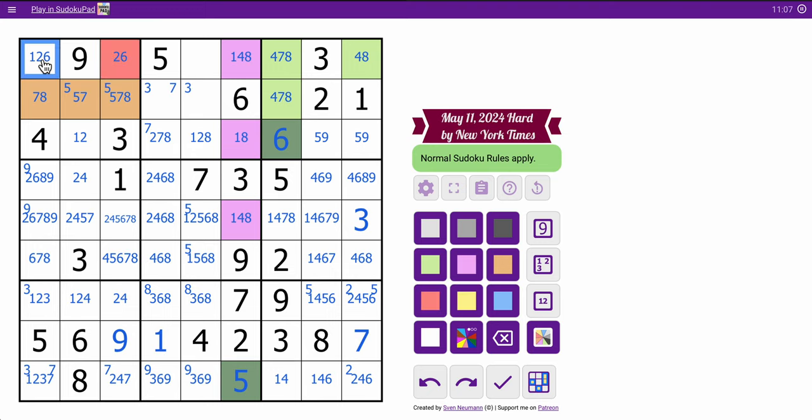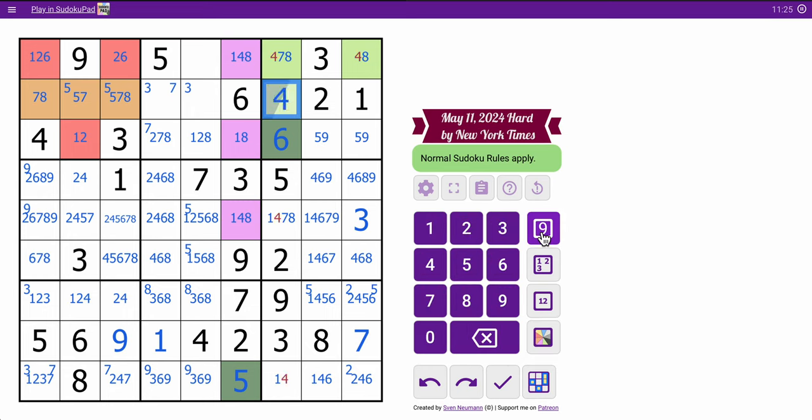So, wouldn't you know it? There's one. Let's see. 5, 7, 8 means this is not 7 or 8. That is a 4. Four, that's done. 4 makes this a 1. That's 8. Okay, this is a 1-4 pair, which makes that 8.